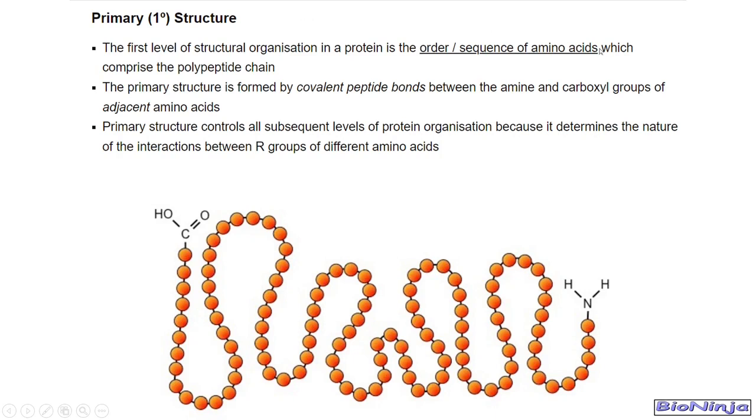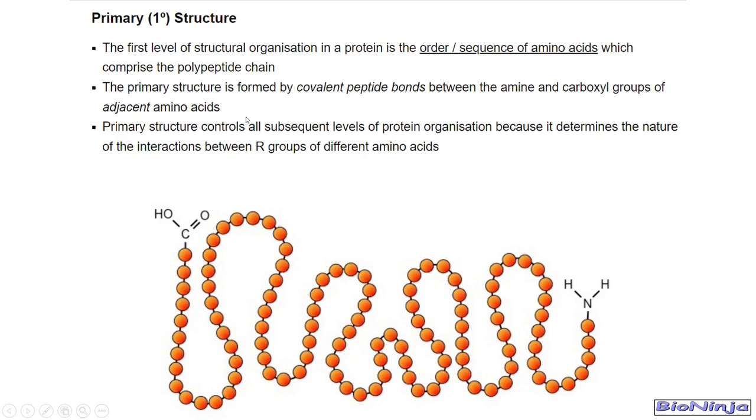It would be the string of amino acids, the sequence of amino acids, the order of amino acids, as you can see all over here in the picture below. So that's simply it. One characteristic of the primary structure is that it is formed by the formation of covalent bonds between the amine and the carboxyl of adjacent amino acids.